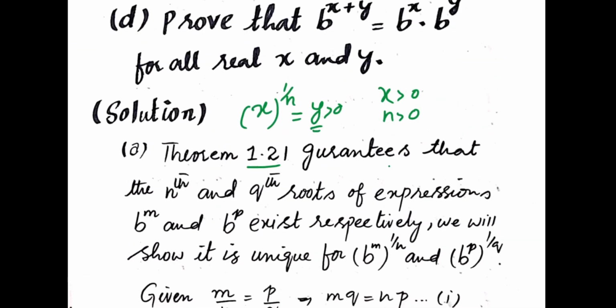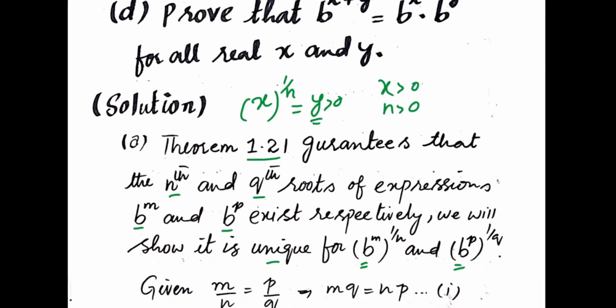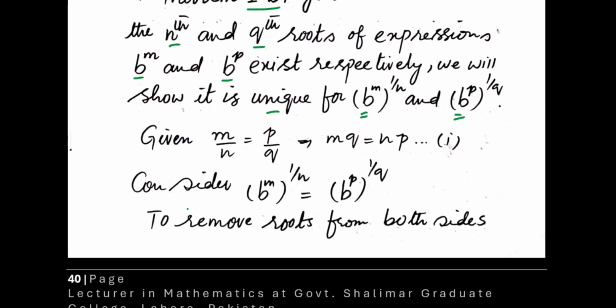Theorem 1.21 guarantees that the nth and qth roots of b raised to power m and b raised to power p exist respectively. We will show that they are equal for the nth root of b raised to power m and the qth root of b raised to power p. As it is given that r has the two rational forms m over n and p over q, these are equal to rational number r. So by cross multiplication, we can write m times q is equal to n times p. Say this is my equation number 1.